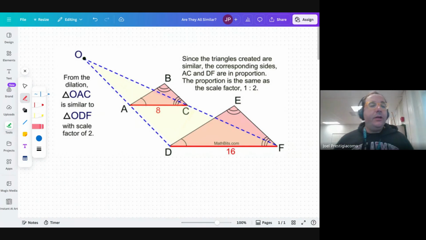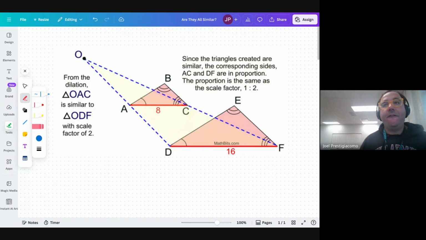Hello, everyone. We are going to continue our work in Unit 3. We're going to look at Unit 3, lesson number 8, and we're still talking about the similarity of figures.